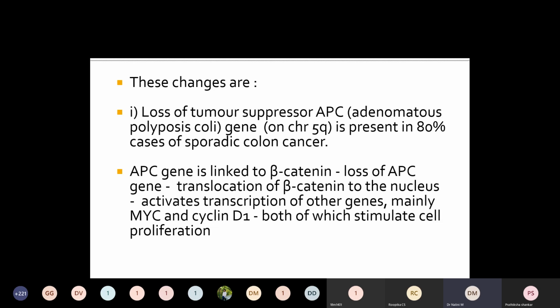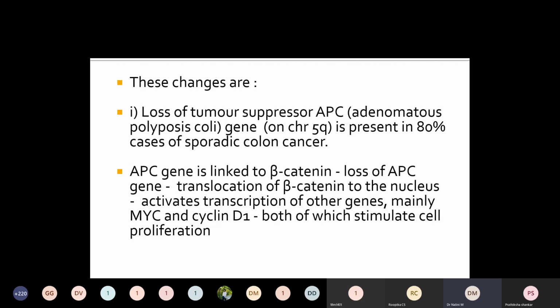Okay, and one more very important thing is for a colorectal carcinoma to be manifested in its fullest form, you have to have both the alleles. Even though it is autosomal dominant, you need both the alleles to be mutated. So the first hit is already there, congenital or acquired, in the loss of tumor suppressor APC gene, which is on the long arm of chromosome 5. This is present in most of the cases, 80% of the cases.